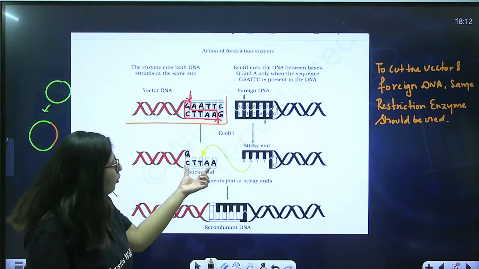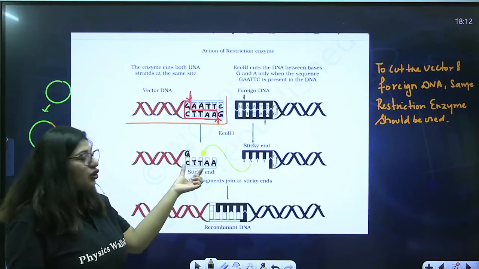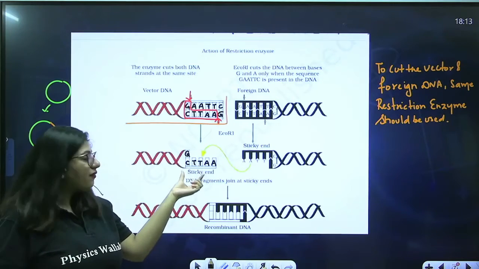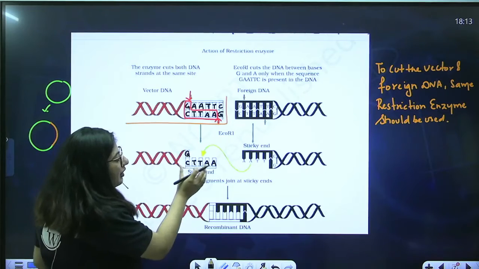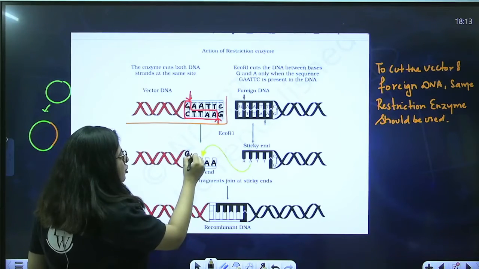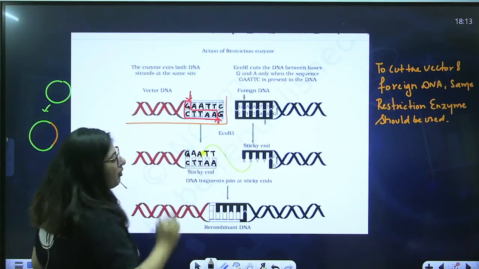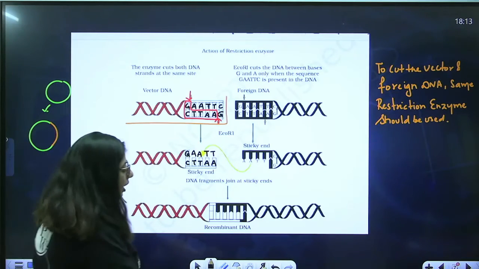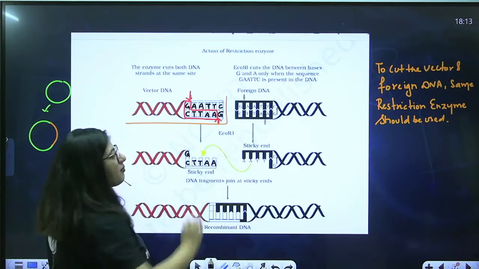Now if you want to join any DNA with this vector DNA, then your foreign DNA should also have the sequences complementary to this. If I want to join anything with this cut piece, I should have A, T, T complementary to this one. And how can I get the complementary to this one? Only if I use the same restriction enzyme.